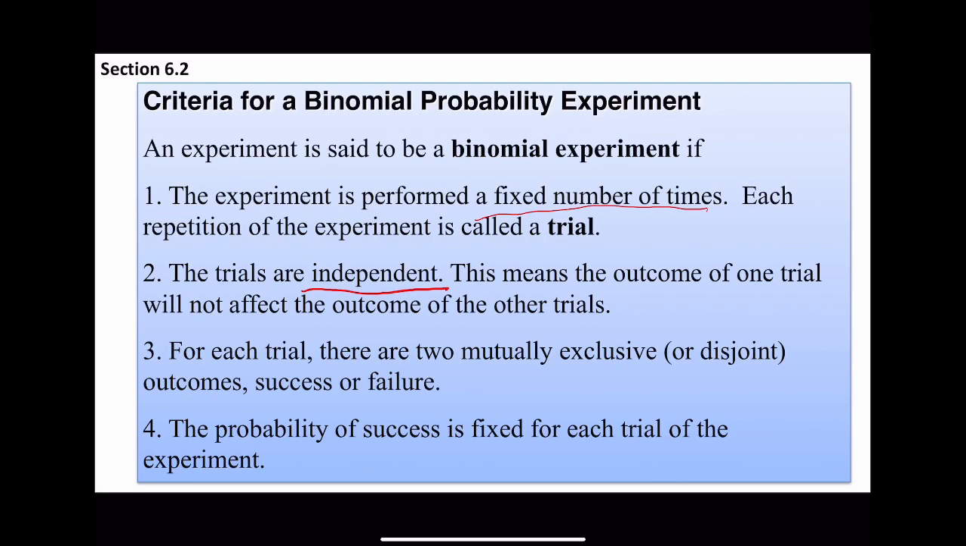For each trial, there need to be 2 mutually exclusive outcomes. One is a success and the other is a failure. So if I'm rolling a die and I'm looking for the number 2, then on each roll I'm either going to get a 2 or I'm not. And then the probability of success is fixed for each trial of the experiment. The probability can't change. If I roll a die, the probability of getting a 2 is always 1/6. It never changes on that particular die. Okay, so those are our 4 requirements.